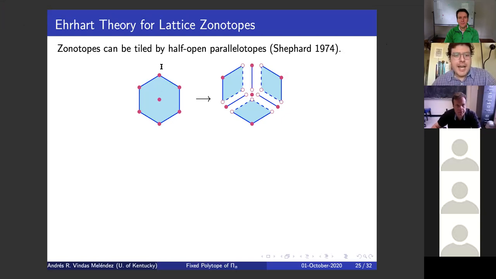And so here we have our friendly 2-dimensional 3-permutahedron, right? And it can be tiled by half-open parallelotopes. So here, this is half-open, meaning that some of the boundaries are not included, yeah? And so here I tiled it by half-open parallelotopes.